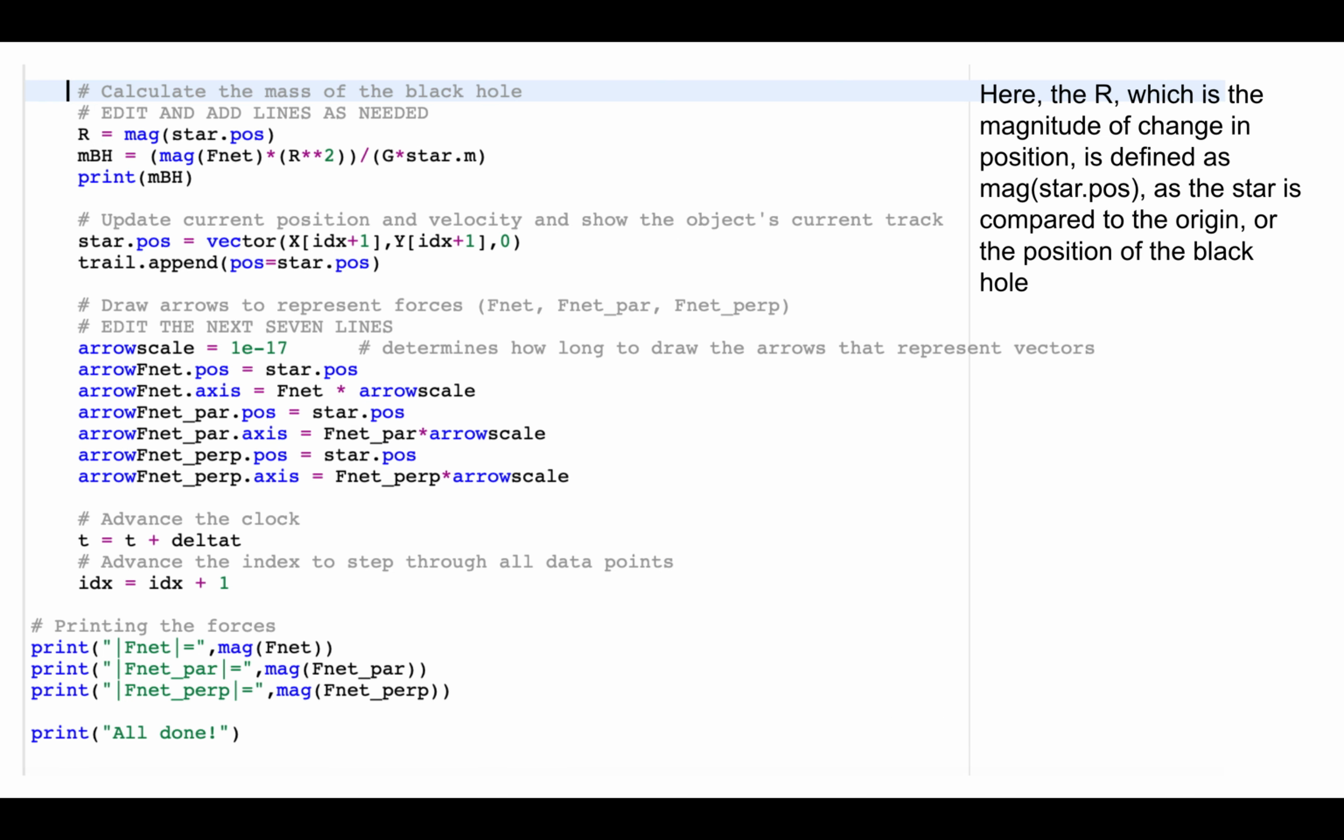And then this is the second part of my code. This is not as important as the first one, but here I've established R, which is the magnitude of the change in position, and it's defined as the magnitude of the star's position compared to the origin, and the origin is the position of the black hole here. And then the mass of the black hole is calculated using net force times R squared over G times the mass of the star.